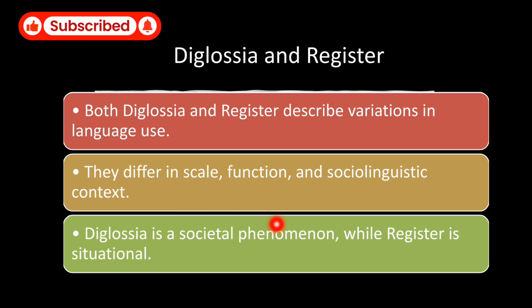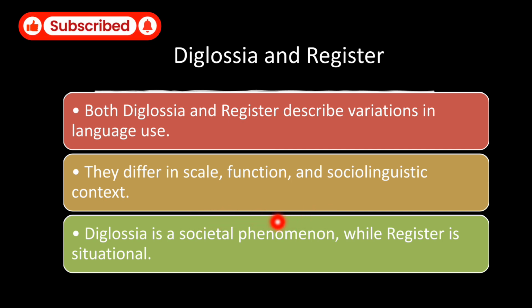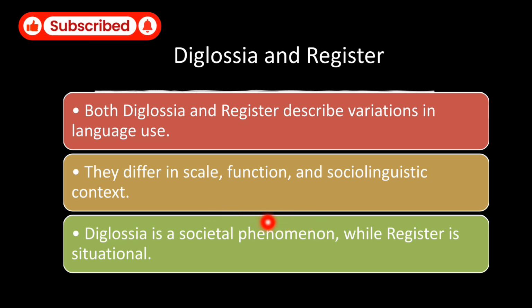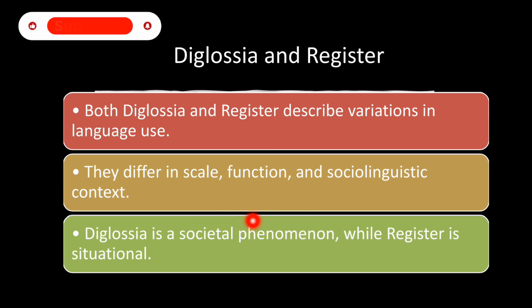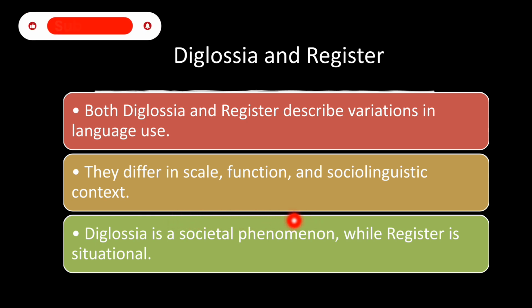That is very important. If someone asks you how you can differentiate between register and diglossia, you can say diglossia is a societal phenomenon: two distinct varieties of the same language but quite different. One is called the high variety, one is called the low variety, one is used in formal settings, the other in informal settings. While register is situational, right? Variation in the language exists, but not that much. There is only the level of formality, only tone and choice of words. They change according to the situation.